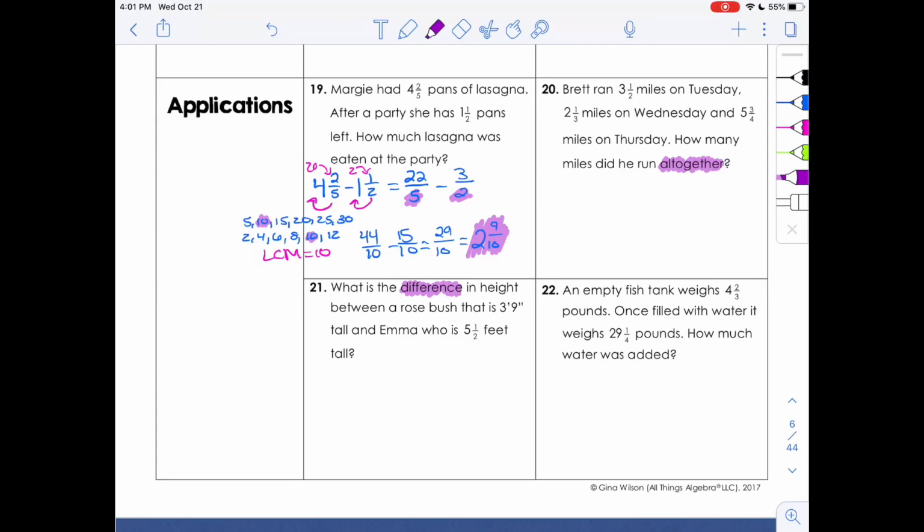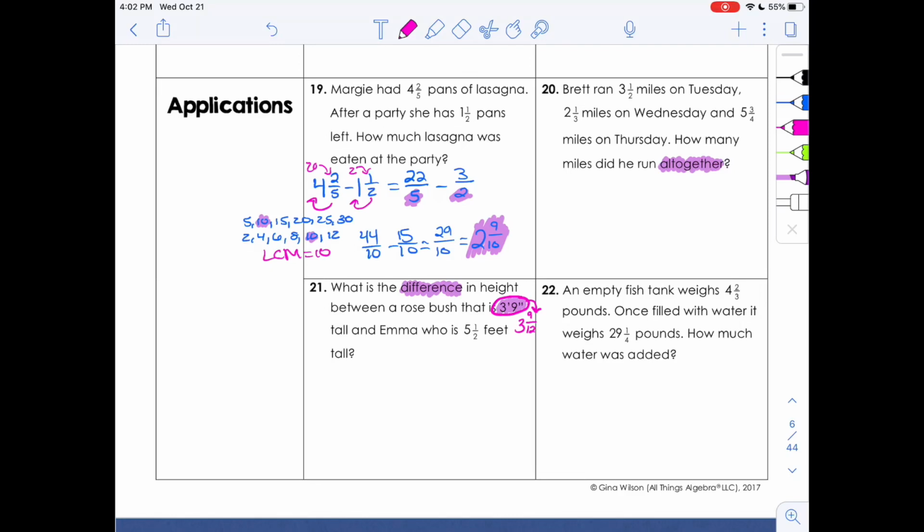The other thing I'd like to point out is it's talking about 3 feet 9 inches. So we have to convert that to a fraction. 3 would be our whole number. 9 is our part out of a whole of 12 inches. So 3 feet 9 inches can be written as 3 9/12. Or if you'd like to simplify that, you can simplify that fraction also.